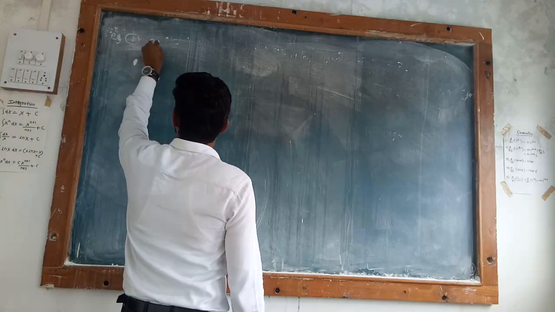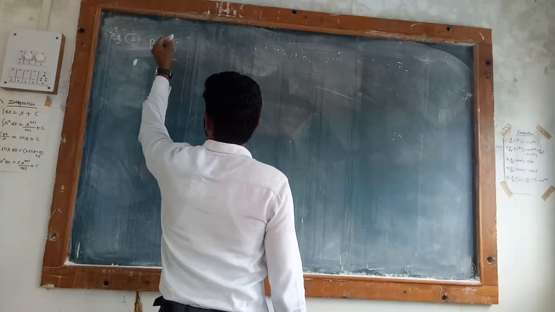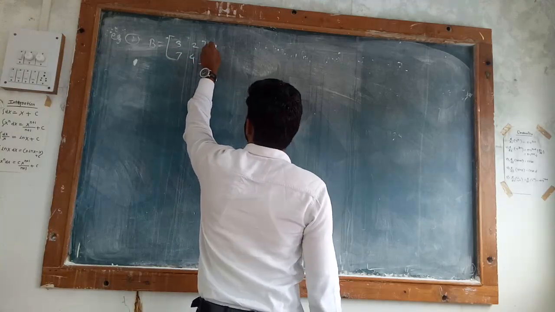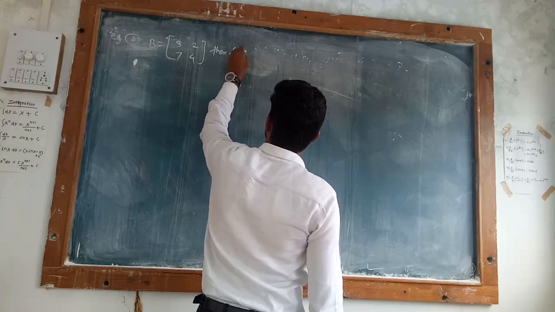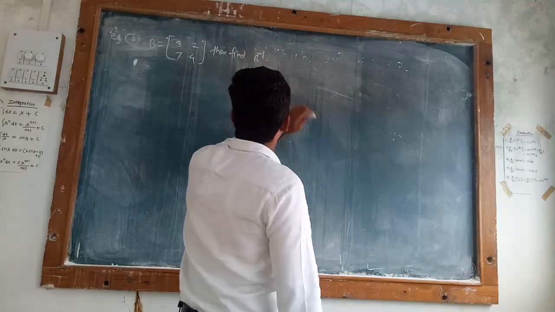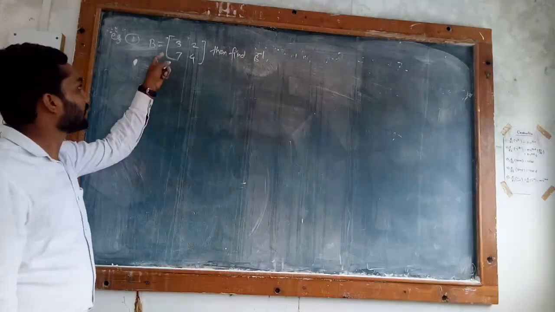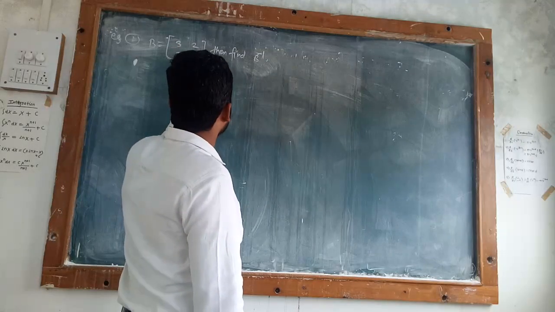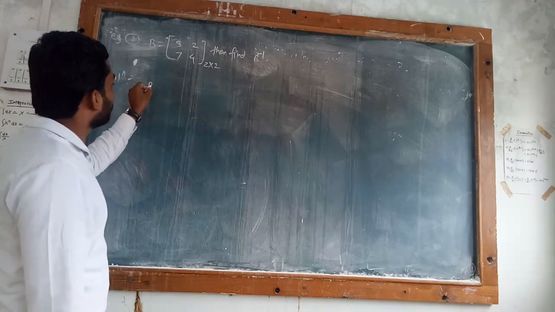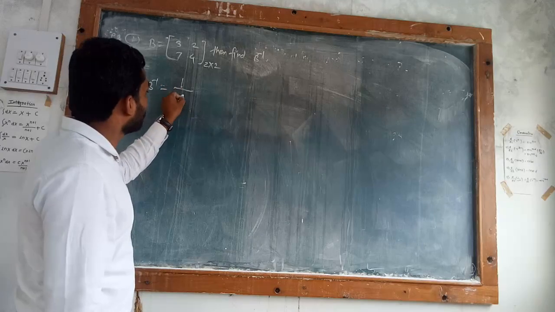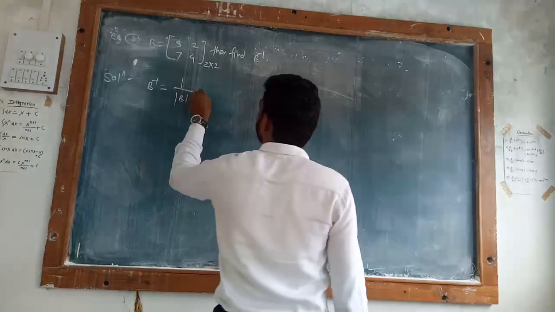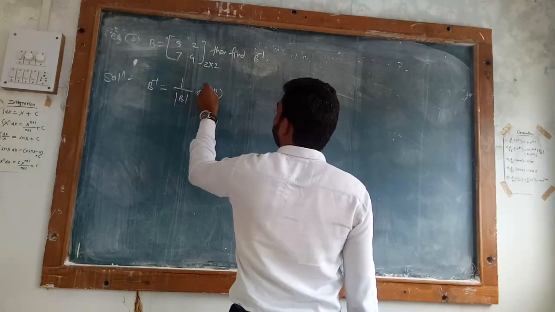Second example: if your B matrix is [3 2; 7 4], we have to find B inverse. The order of the matrix is 2 by 2. So how to find the inverse? Solution: B inverse becomes 1 upon determinant of B, this notation is for determinant of B, into adjoint of B.